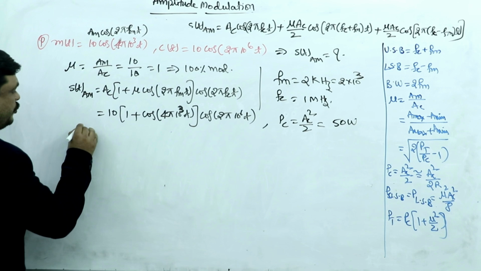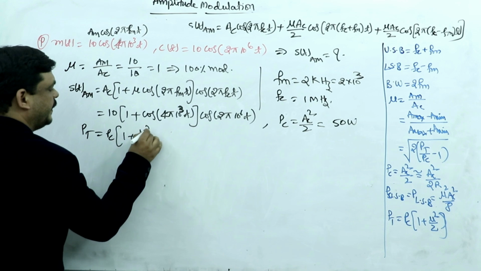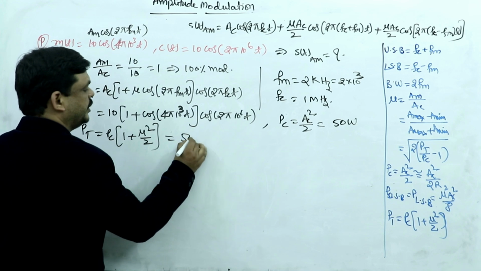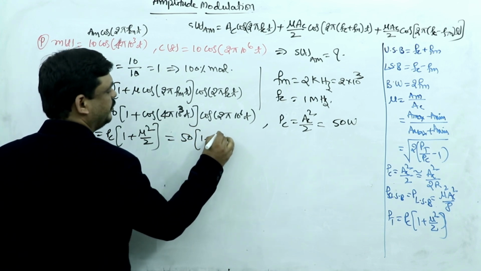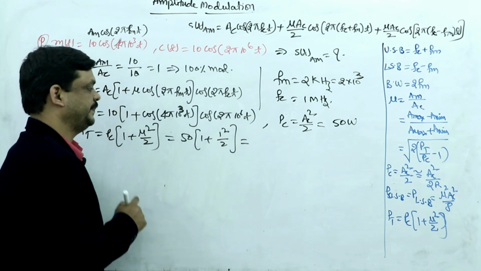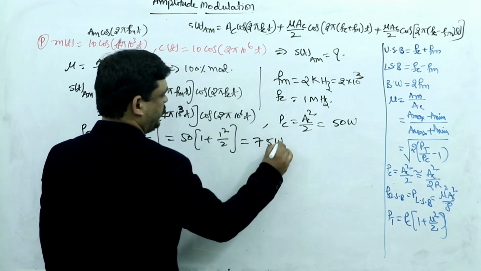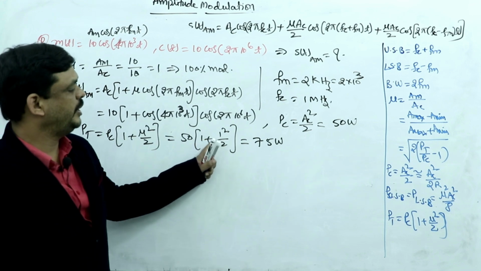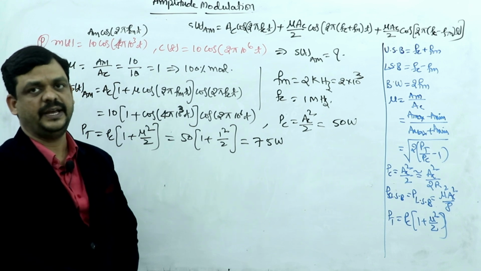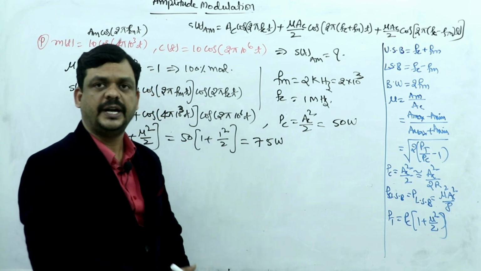And again I want to find the total power. Total power is equal to Pc into 1 plus mu square by 2. Then substitute those values. 50 into 1 plus, mu is 1, 1 square by 2, so 1 by 2 is 0.5, then it becomes 1.5. 1.5 into 50 becomes approximately 75 watts, right? So these types of questions are expected from the AM modulated signal.